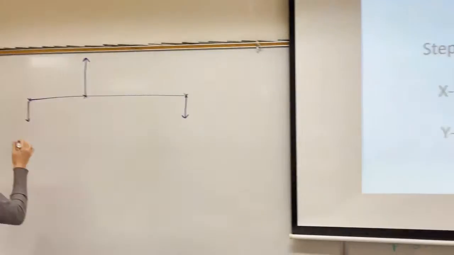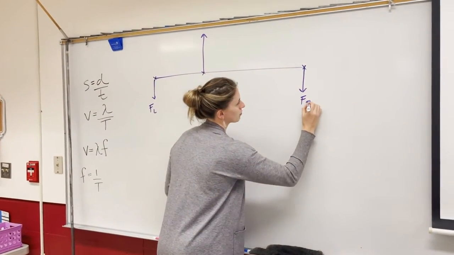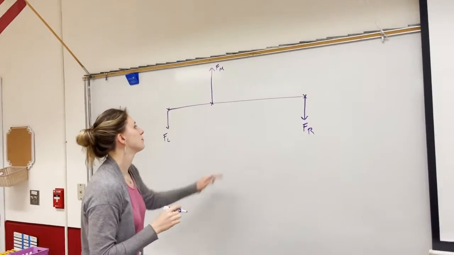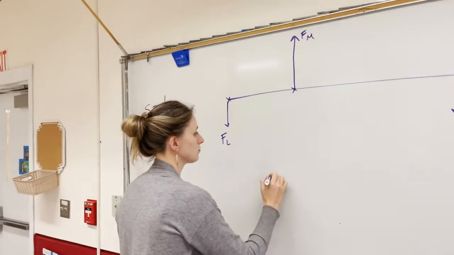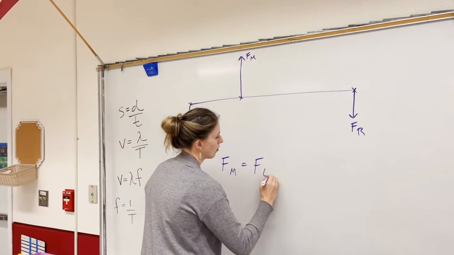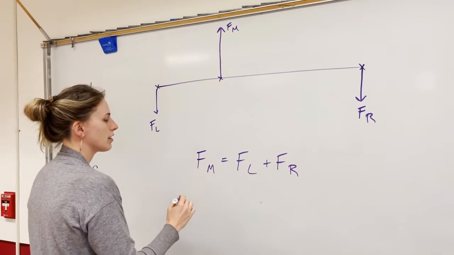Step one. So this is going to be, I'll just say, the force left. This will be the force right. And I'll just call this the force middle. I don't know, I'm running out of fun. Yep, so the force right plus the force left equals the force middle. They have to cancel each other out. And you might want to put a negative sign in front of the force middle.